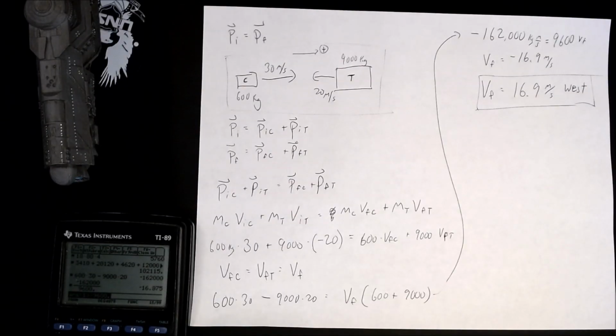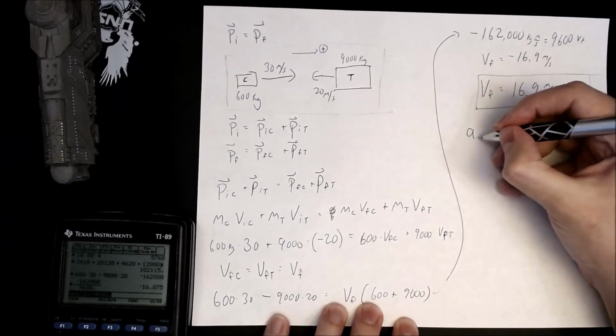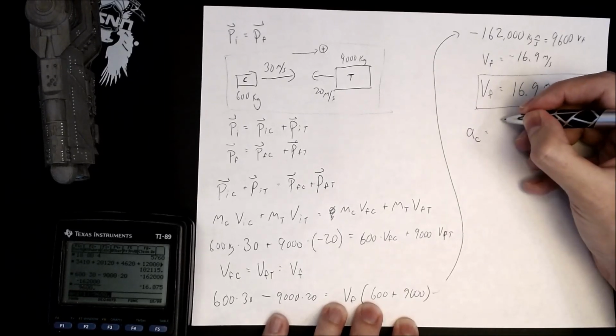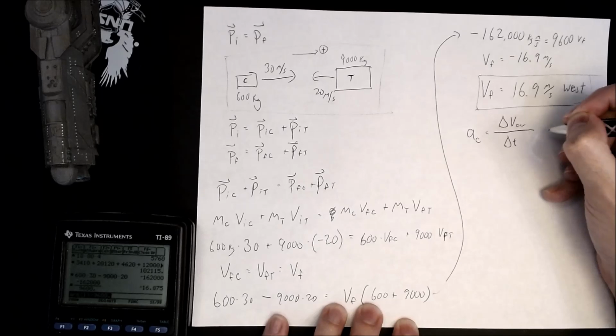Slide 25 asks us, if the collision took place over 0.5 seconds, how much did each accelerate or decelerate? And I give you the reminder that the initial velocity of the car was 30 meters per second east, the truck was 20 meters per second west, and the final velocity was 16.9 meters per second west. And so to find the acceleration, all we need to do is say acceleration of the car, let's say, it's going to be the delta V of the car over the change in time.